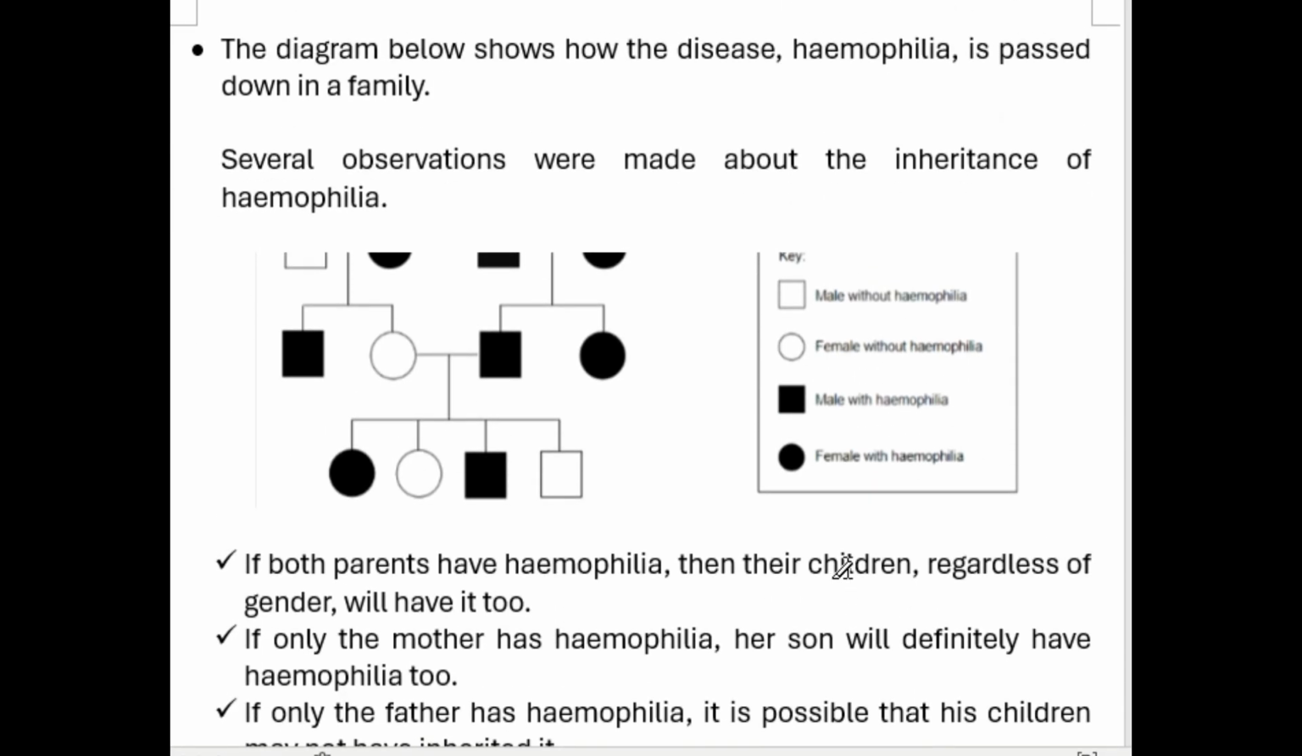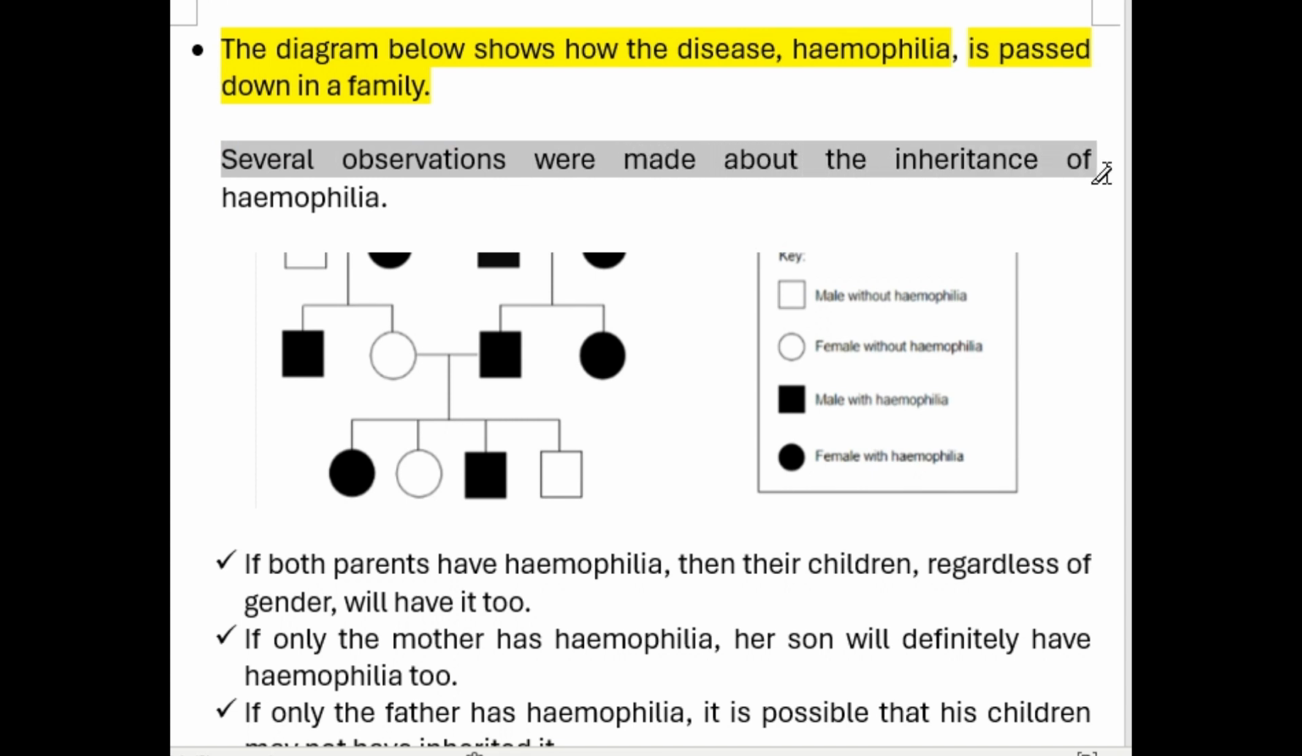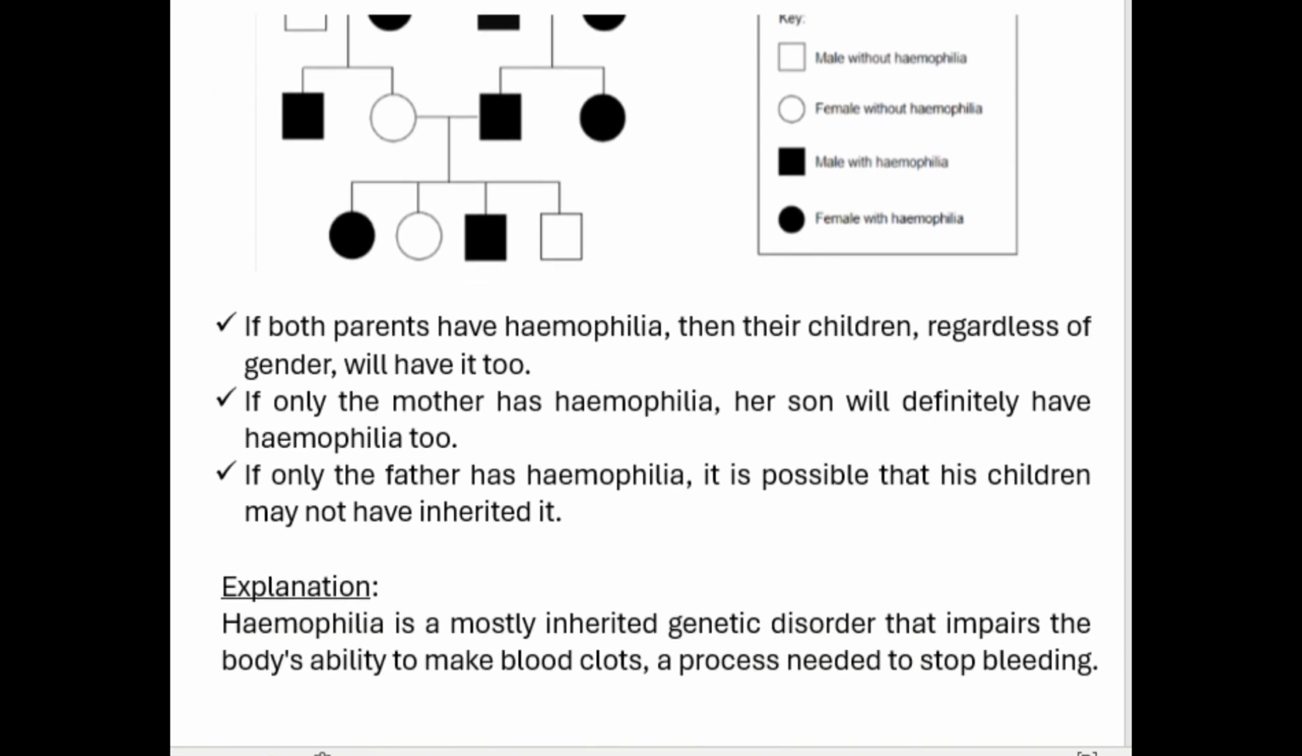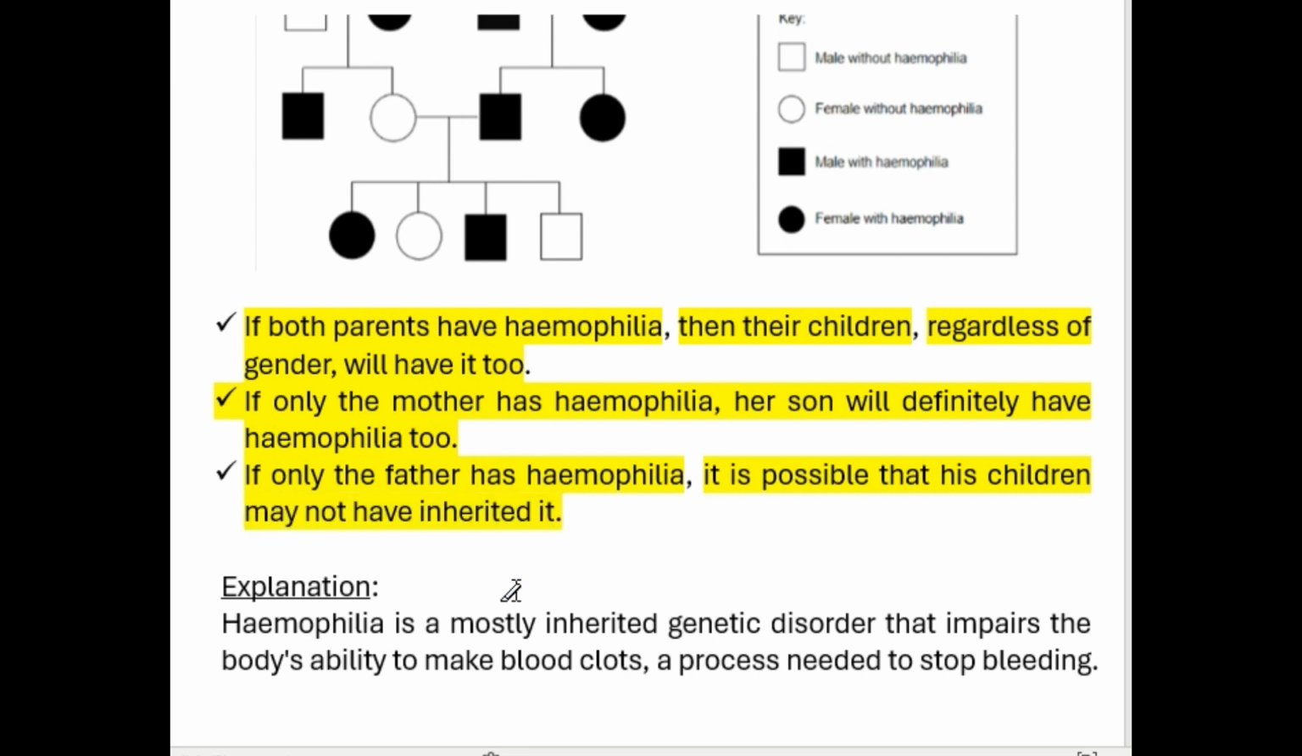The diagram below shows how the disease, hemophilia, is passed down in a family. Several observations were made about the inheritance of hemophilia. If both parents have hemophilia, then their children, regardless of gender, will have it too. If only the mother has hemophilia, her son will definitely have hemophilia too. If only the father has hemophilia, it is possible that his children may not have inherited it.